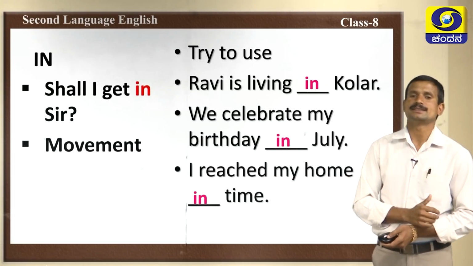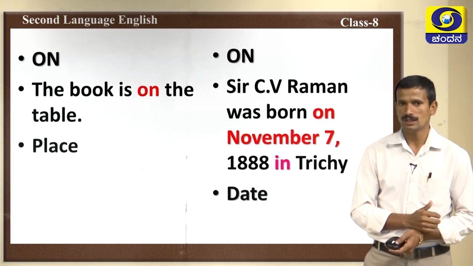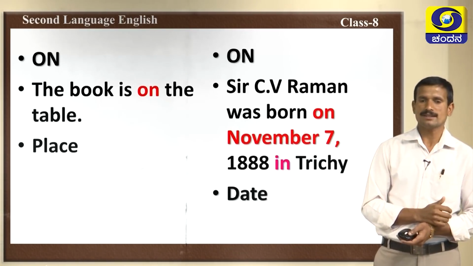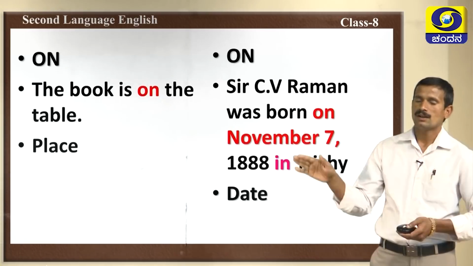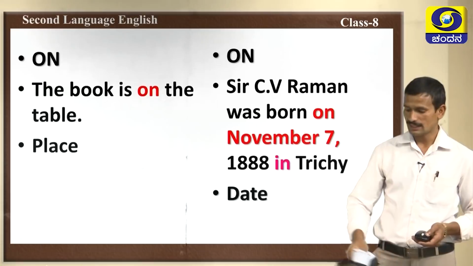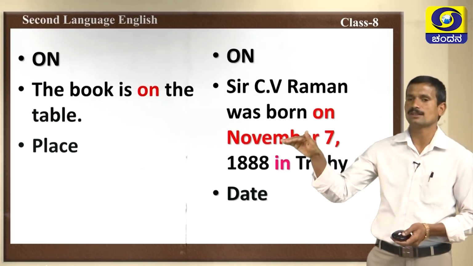Let us know the other preposition, on. Shall we discuss? Yes. The book is on the table, on the surface of the object. The object should be on the surface, touching the surface.